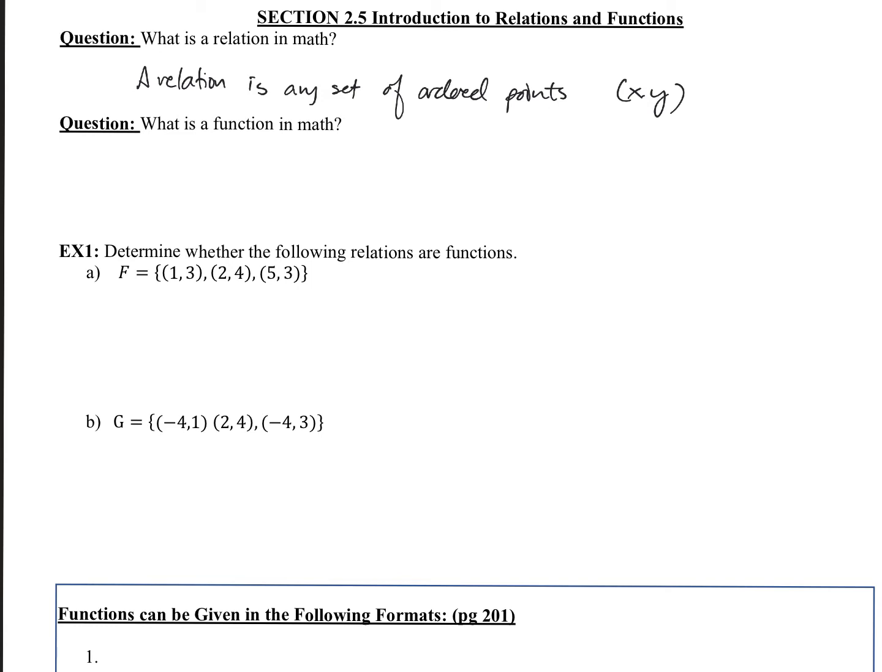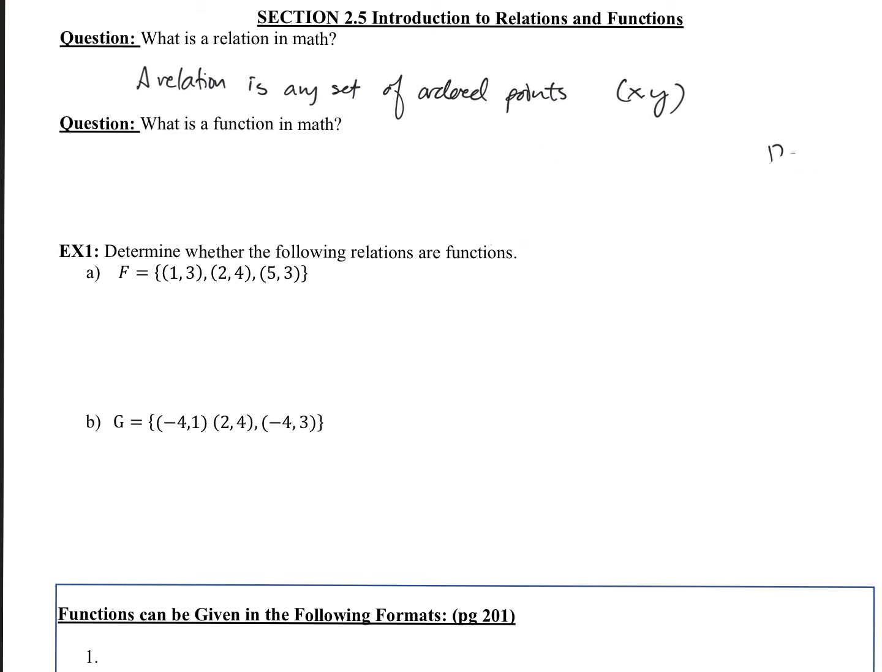Okay, and then the next question is, what is a function in math? A function is a special type of relation. For example, let's say I told you there's the world of dogs, and underneath dogs you have, let's see, a Labrador, or maybe pugs. Well, relations are a certain type of item, and underneath relations we have something called functions, and then the ones that are not functions. So we're looking at a special type of relation when we're talking about functions.